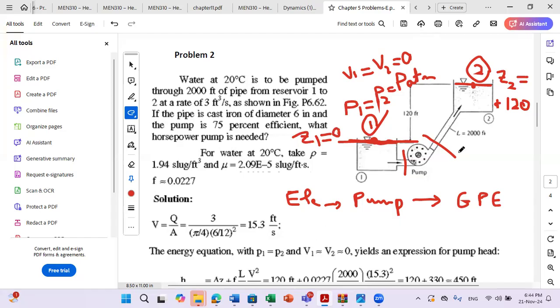Okay, and in English units, you should know that force is expressed in lb, not Newton. So since pressure is in Newton per meter square, in English units use lb per feet square.